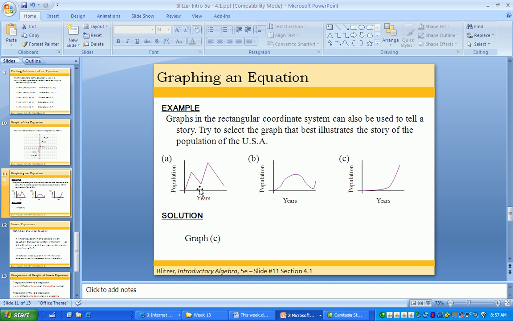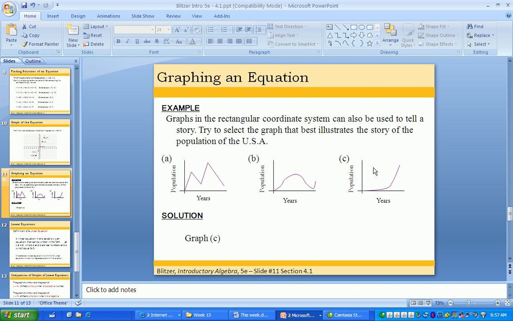This one looks like it's going up, then back down. Well, I don't remember seeing any decreases in the United States population. This one, it's growing slowly, and then it's growing fast. See, the population is really high as the years go on. So this is, to me, the most likely candidate, and sure enough, that's the answer.